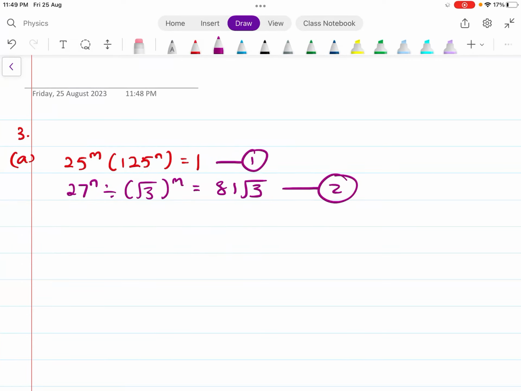Alright, so let's go through question 3. We are asked to solve the simultaneous equations. The first equation is this, and the second equation is as such. Let's talk about the first equation first.